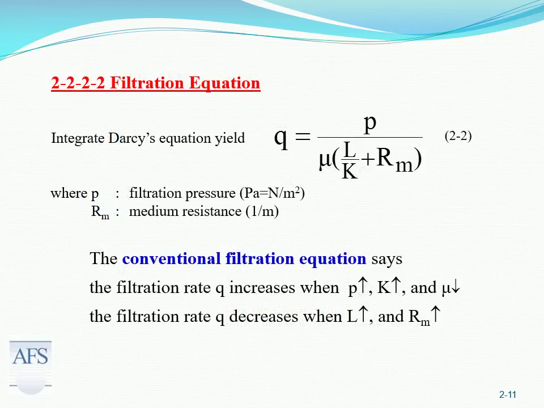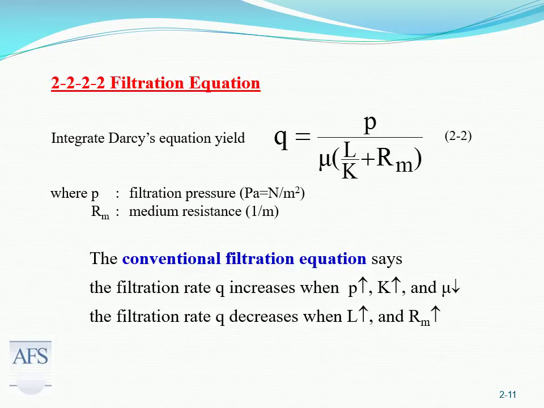Darcy's equation can be integrated to get the filtration equation as shown in equation 2-2. This equation is quite helpful for the understanding of a cake filtration process. It says filtration rate Q can be increased by increasing operation pressure P, cake permeability K, or the reduction of liquid viscosity mu. On the other hand, the filtration rate is decreased if the cake becomes thicker, that is, L increases, or medium resistance becomes larger. The medium resistance can increase if a tighter filter medium is used or the filter medium becomes partially plugged.